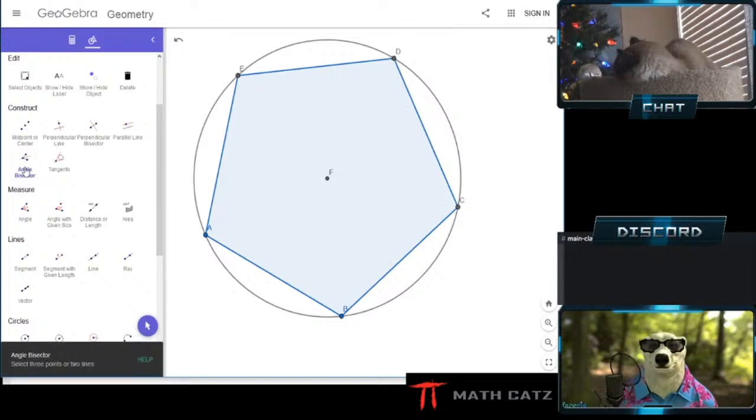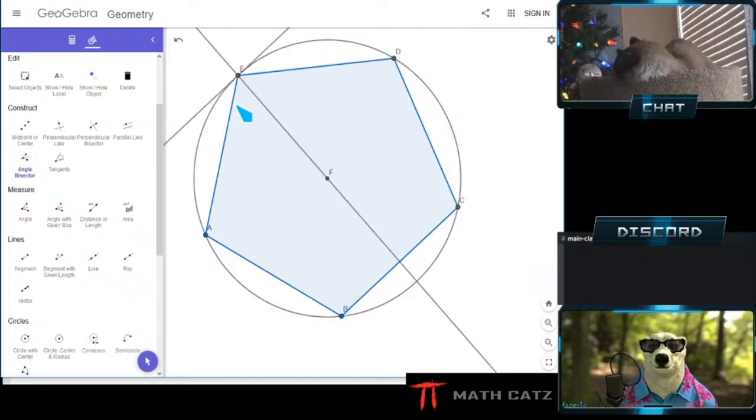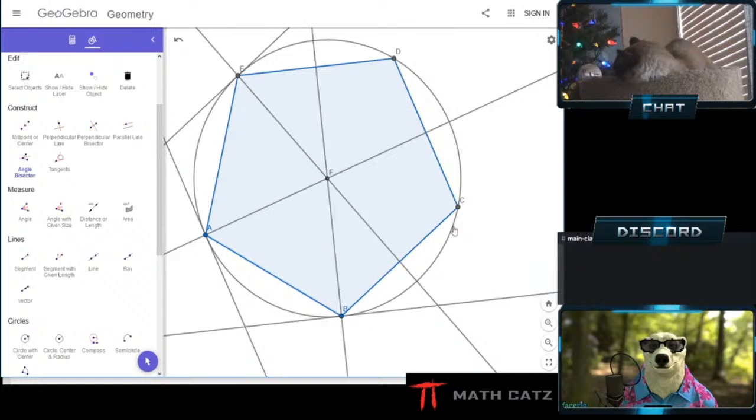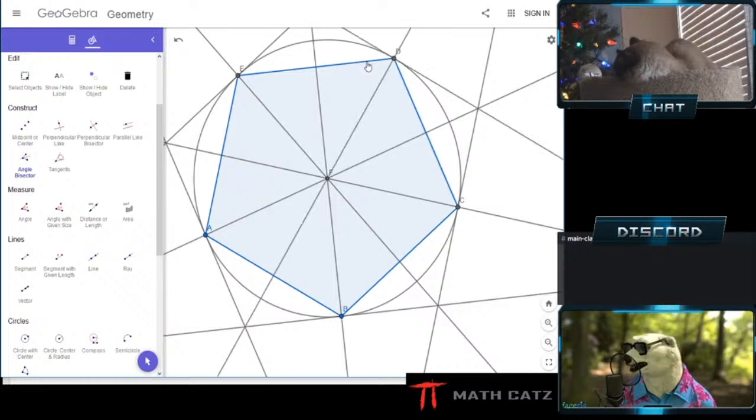Angle bisector, select 3 points or 2 lines. Okay, that's a line, that's a line, bisect it. And it does some other things in order to do that. That's a line, that's a line, bisect the angle. You see that the previous point is the same point.